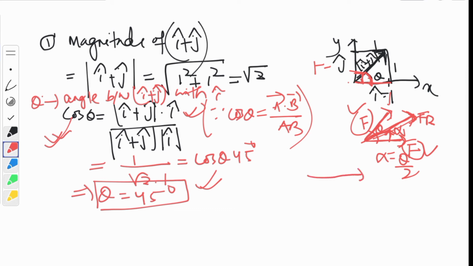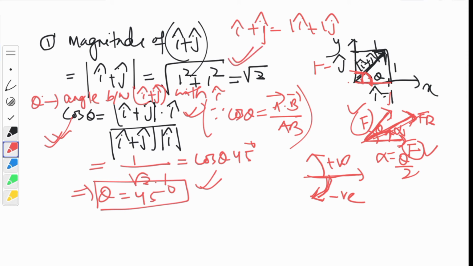Suppose this is the vector. The angle it will make will be positive. If the vector is like this, the angle the resultant vector will make in these directions is negative, children. Okay. Clear? And i cap plus j cap, what will we write? 1 i cap plus 1 j cap also. That's why I have written like this. Is it clear? In the first part, we got the magnitude, we got the direction.